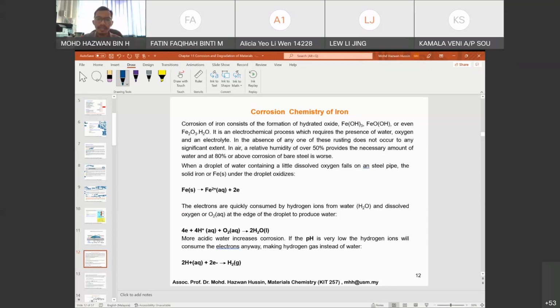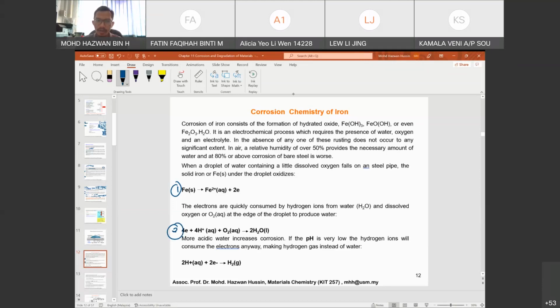But the process actually occurs with the start of producing Fe2+. Okay, so this is where the corrosion of iron occurs. You have Fe become Fe2+. The electrons are quickly consumed by hydrogen ions to form water, and dissolved oxygen at the edge of the droplet also produces water. So then you have a reduction process that occurs.